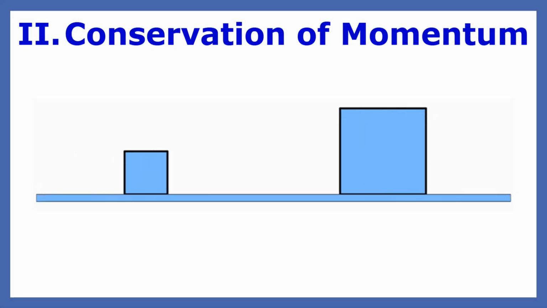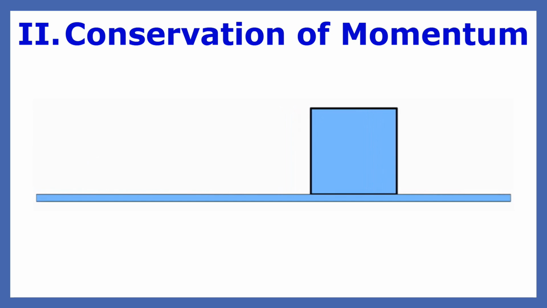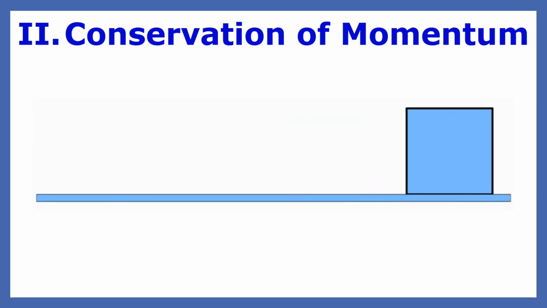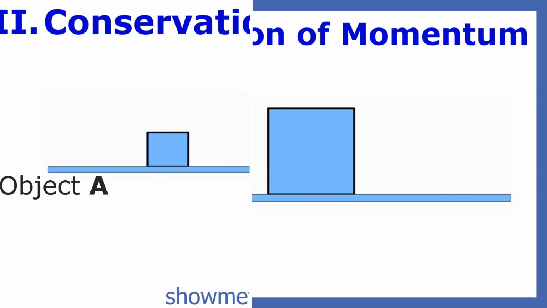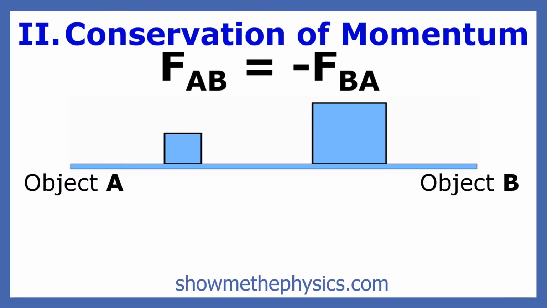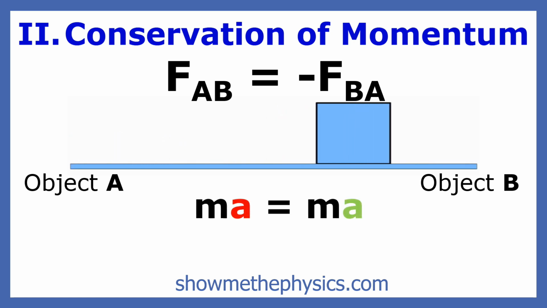When the big box on the right collides with the little box on the left, each box experiences a force that is equal in magnitude but opposite in direction. This principle is proposed by Isaac Newton in his third law of motion.